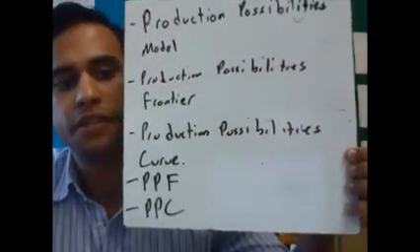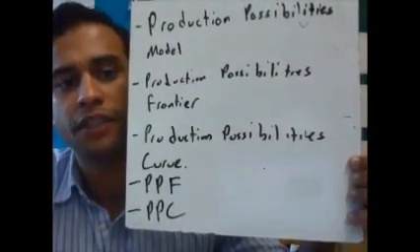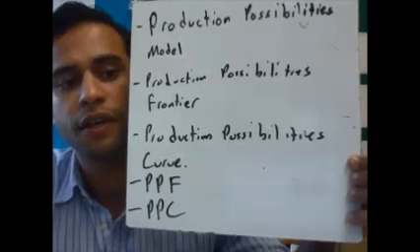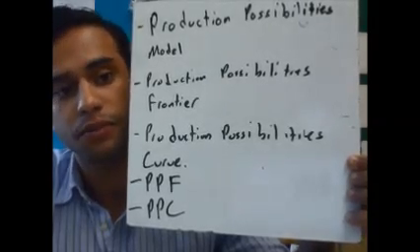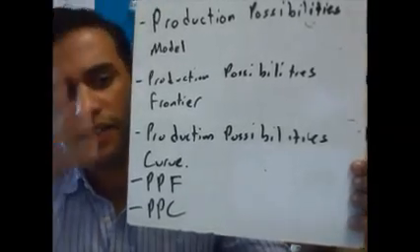PPF, PPC. Of course, PPF stands for Production Possibilities Frontier, and PPC stands for Production Possibilities Curve. So all 5 of these names mean exactly the same thing. We are referring to the Production Possibilities Model, which we are finally now going to dive into and talk about what exactly we need to know about it.